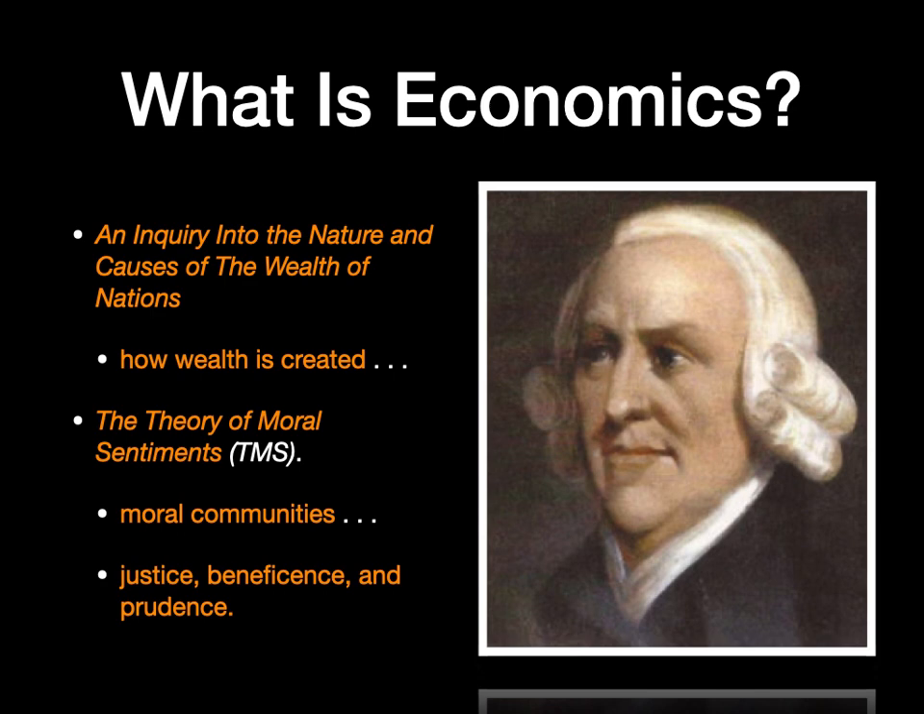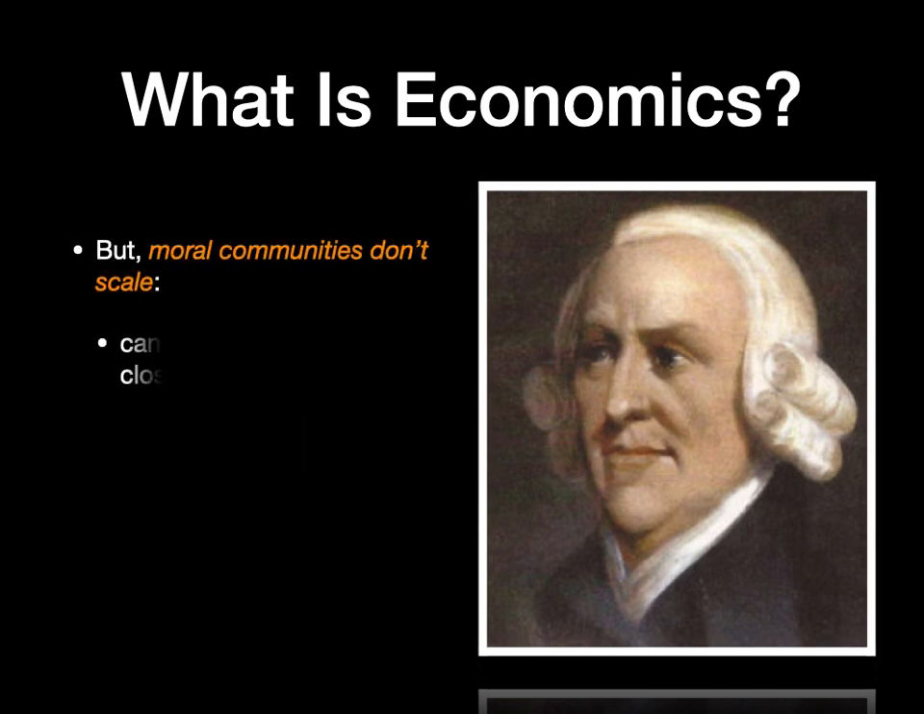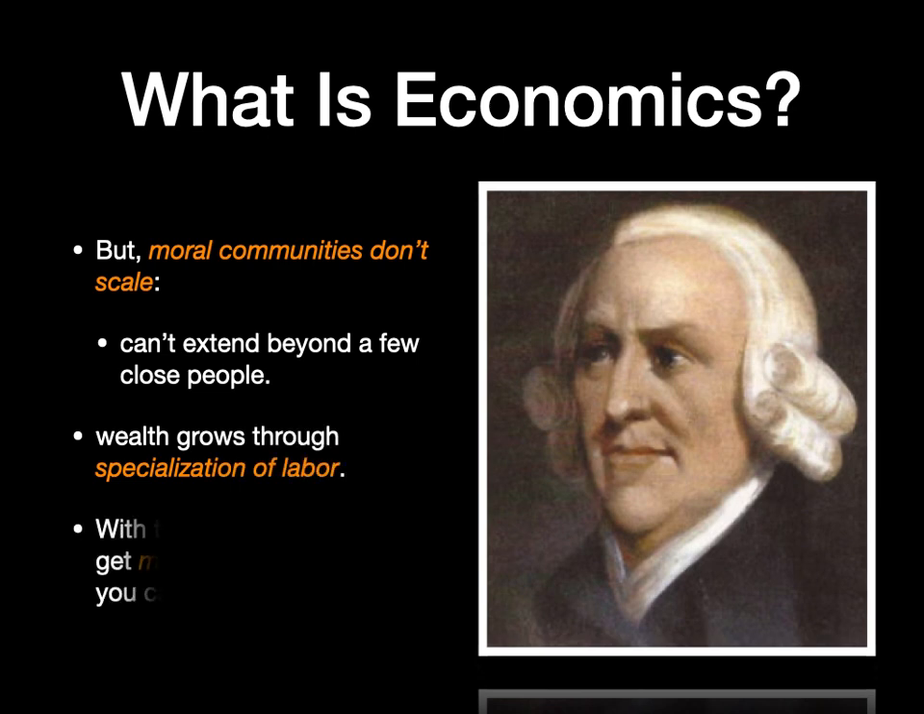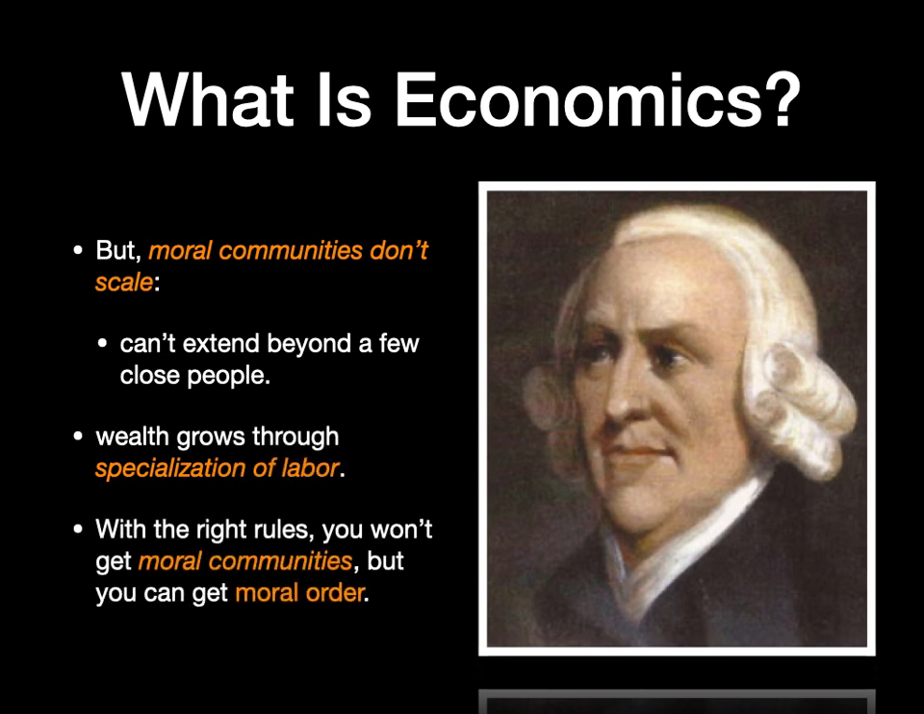Smith also wanted to understand justice, beneficence, and prudence, or he explained these as a system of morality. You have to have justice, you have to have beneficence, that's kindness to others, helping each other, and you have to have prudence, taking care of yourself. And these are things that in a moral system, they do happen. And so this is where he explained market capitalism. He didn't call it capitalism. That was later a pejorative used to explain him.